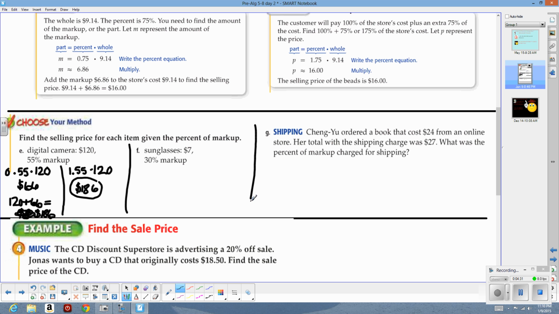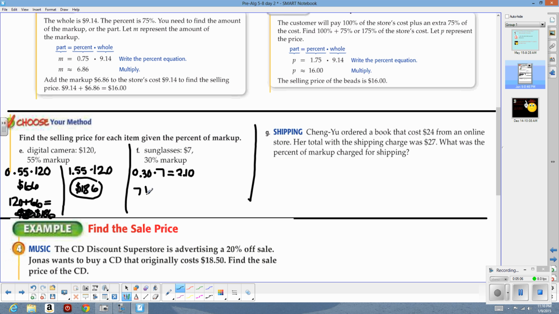All right, next example. Sunglasses, they pay $7 to get them, and then they're going to turn around and sell them for a 30% markup. So our first method would be to do 30% of $7. 30% as a decimal, multiplied by $7, is going to be $2.10. If you used a calculator, it would have said 2.1, but you want to add the 0 since we're talking about money. So $2.10 is what they're going to increase it by.